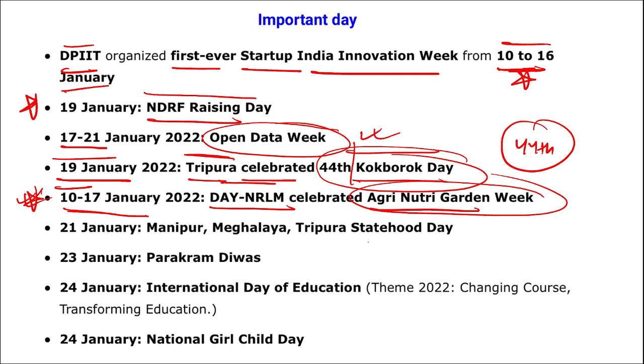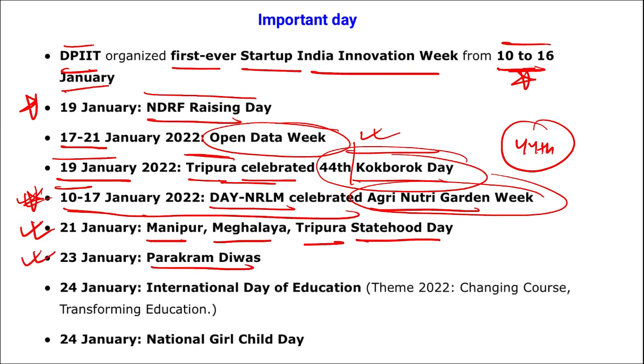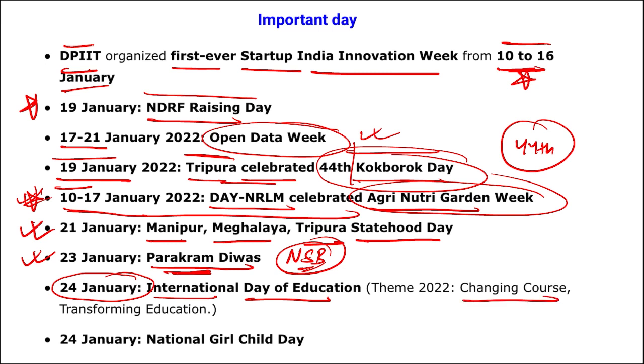Coming next, we'll observe Statehood Day. Manipur, Meghalaya and Tripura, these three states observed the Statehood Day. Then Prakram Divas on 23rd of January. Can you tell me Prakram Divas is observed in the memory of whom? It is observed in the memory of Netaji Subhash Chandra Bose. Then International Day of Education on 24th of January with the theme Changing Course, Transforming Education. Then on 24th of January only we observe National Girl Child Day.